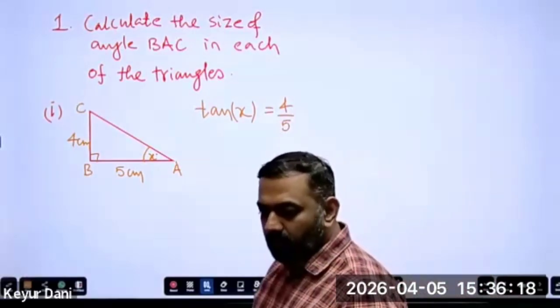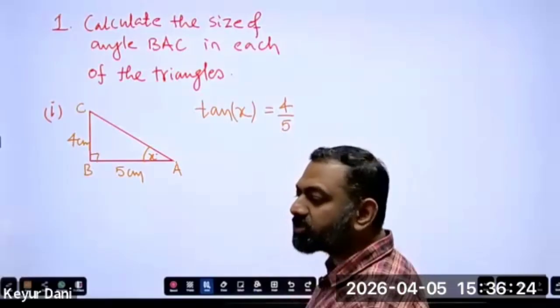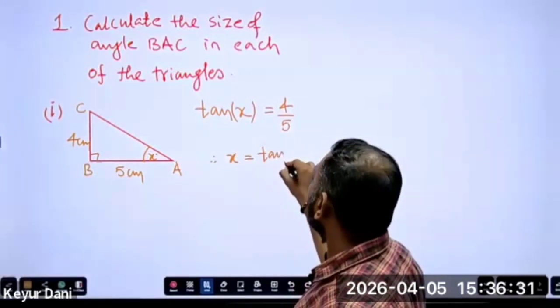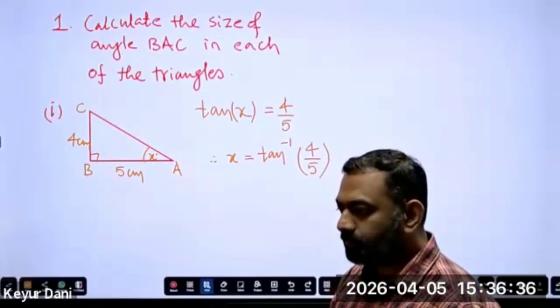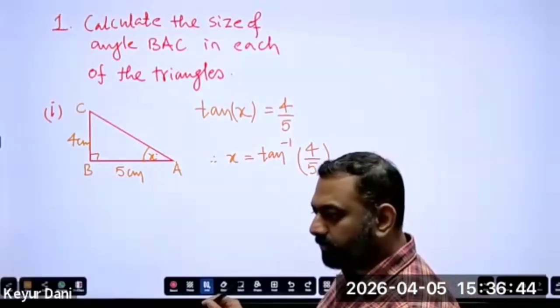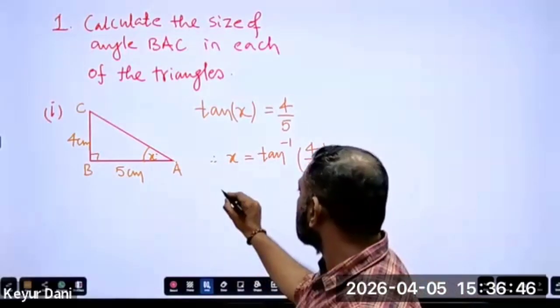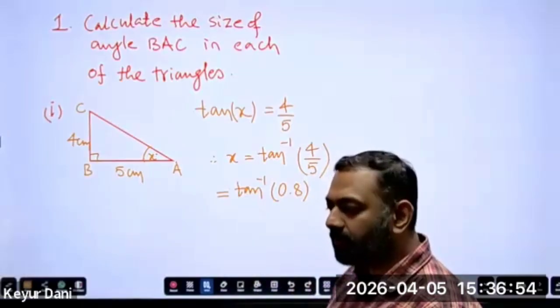Now, whenever tan changes the side, it becomes tan inverse. So x will be tan inverse of 4 upon 5. Got it? Now, what is 4 upon 5? 0.8. So x is tan inverse of 0.8. Now, how do you solve this? You solve this by using a calculator.